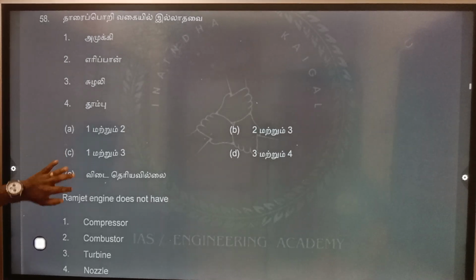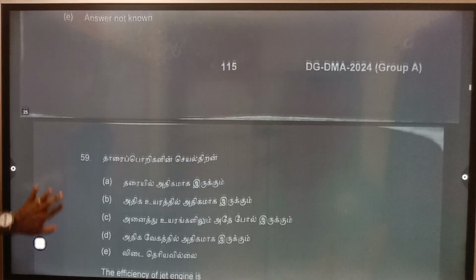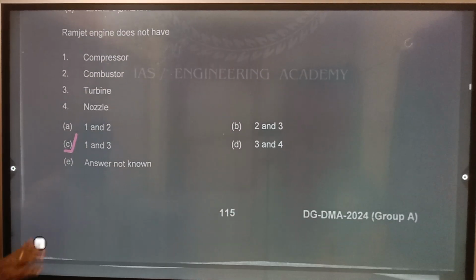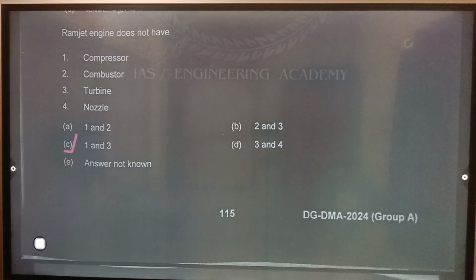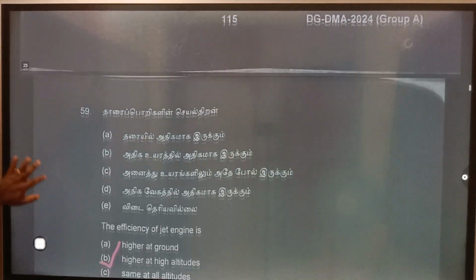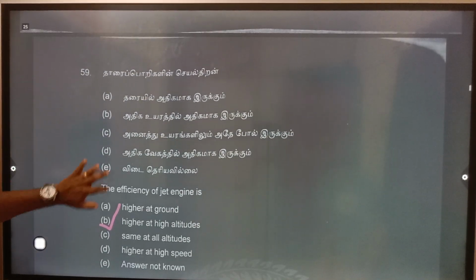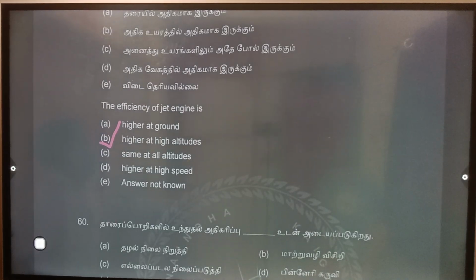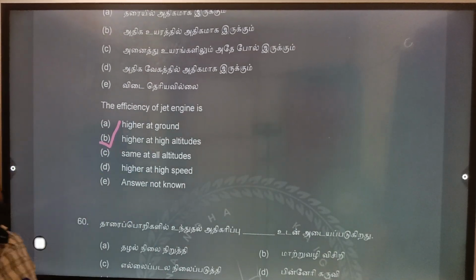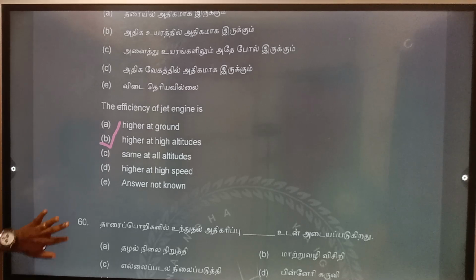58, ramjet engine does not have compressor and turbine. 1 and 3. Okay, so the answer is C, 1 and 3. Next question 59, the efficiency of jet engine is higher at high altitudes. Box. Okay, box the answer.